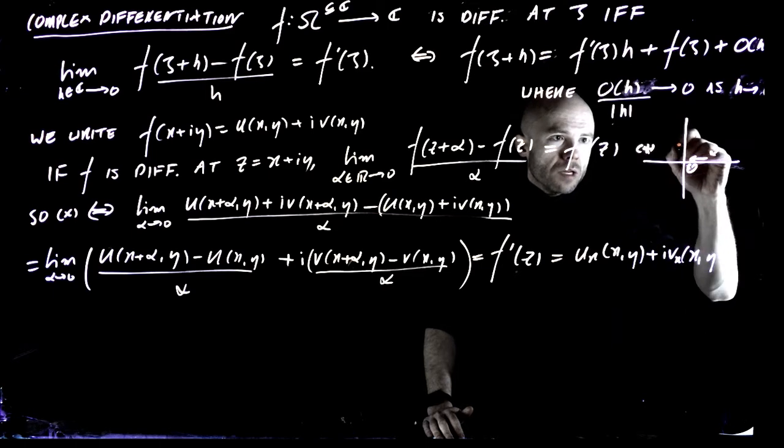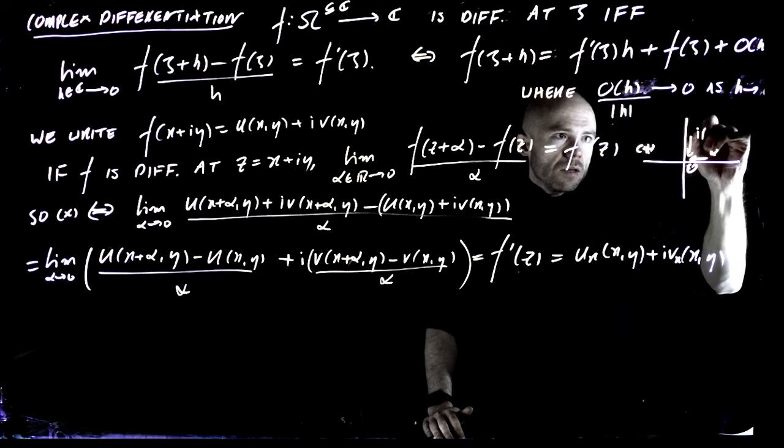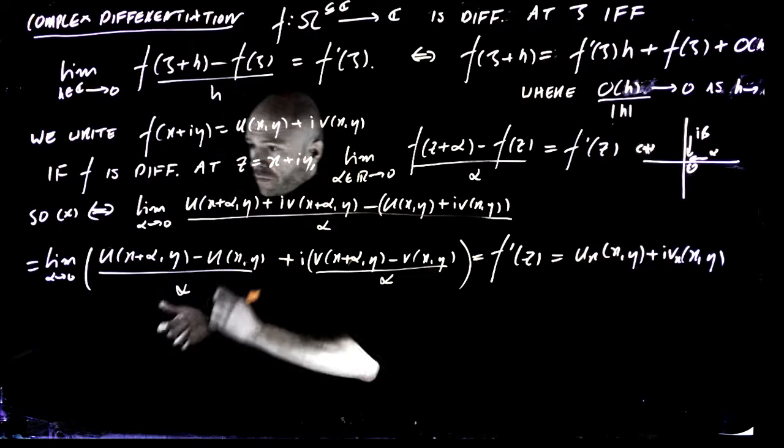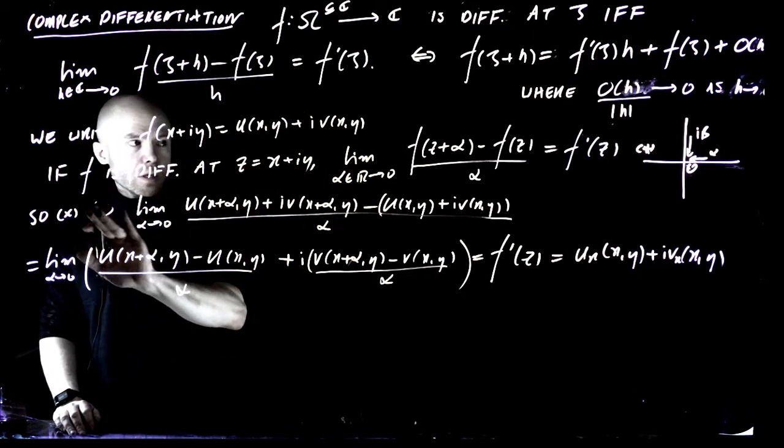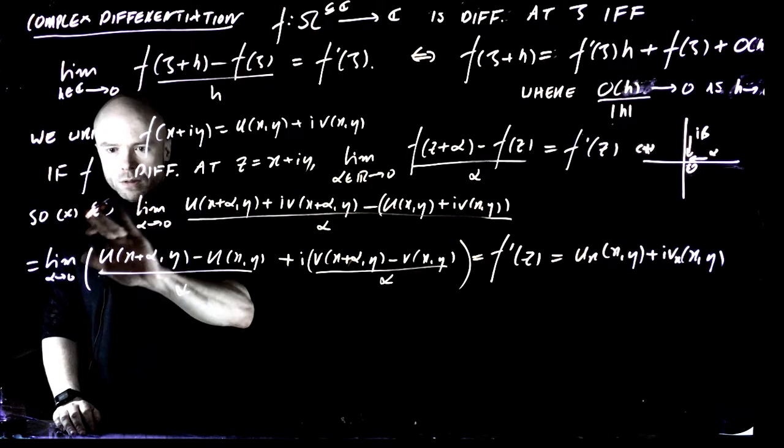Cool. Now we're going to do the same thing, but now we're not going to go towards 0 along the real numbers. We'll go along the imaginary axis, so go i beta. So, oh, this is not equivalent, there's a one-way implication. Oh, I'm sorry, this is equivalent.